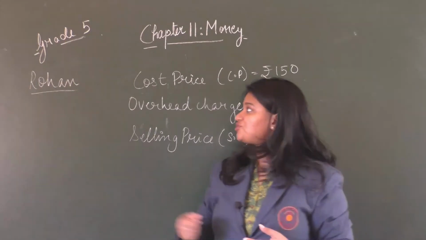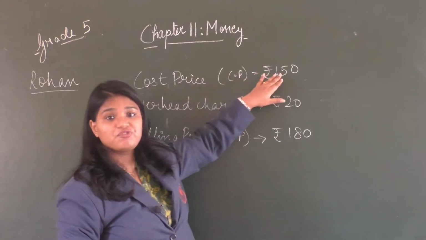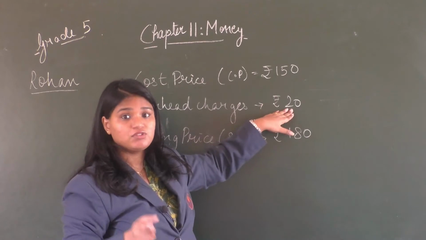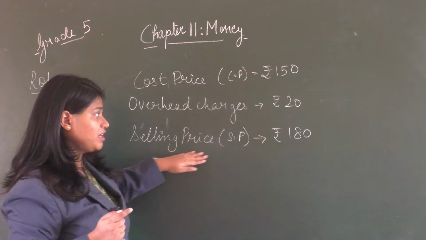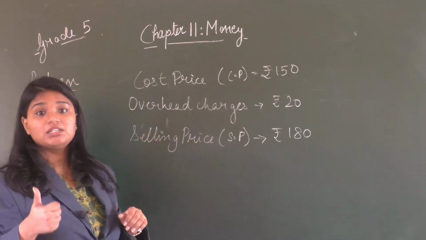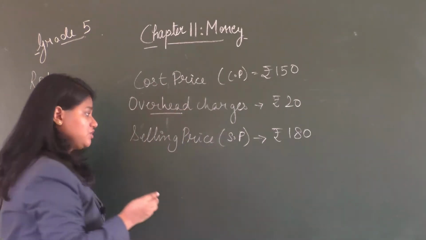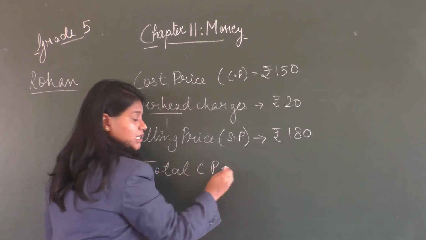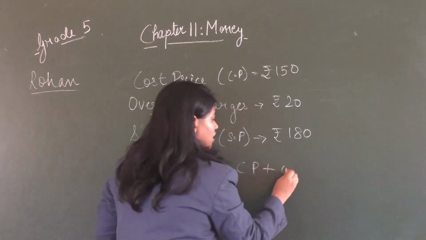Now, let's consider the situation for Rohan. So, Rohan bought the vegetables at a cost price of rupees 150. He paid the overhead charges of rupees 20, that was for transportation. Further, he sold the vegetables at a selling price of rupees 180. Now, notice here, first we will calculate the total cost price, because here we also have the overhead charges.